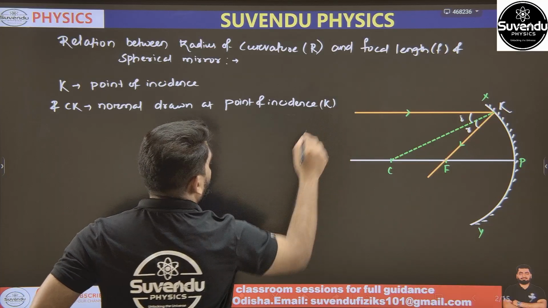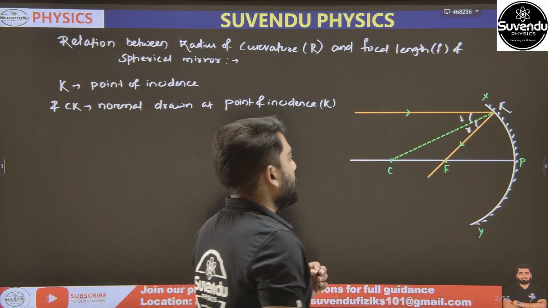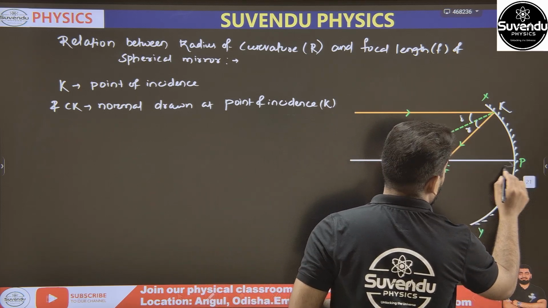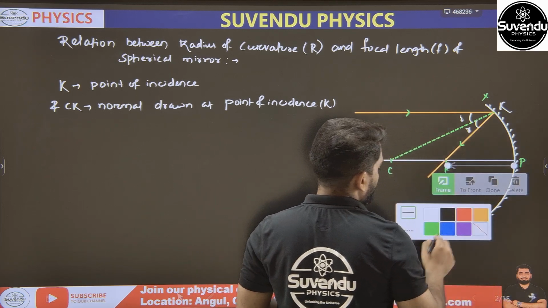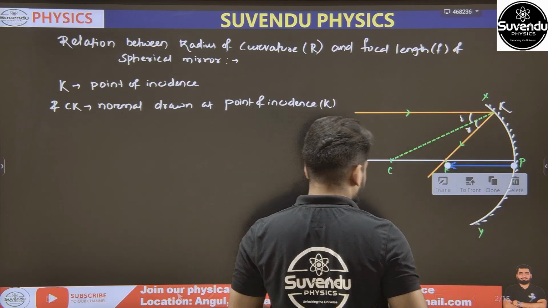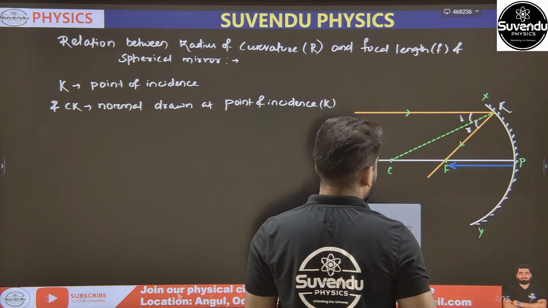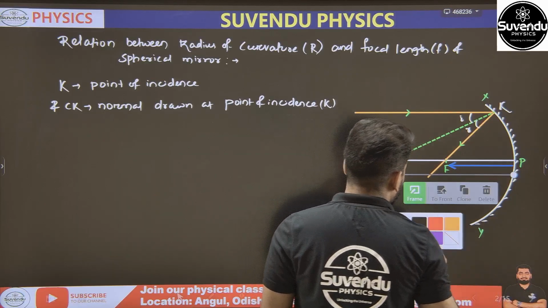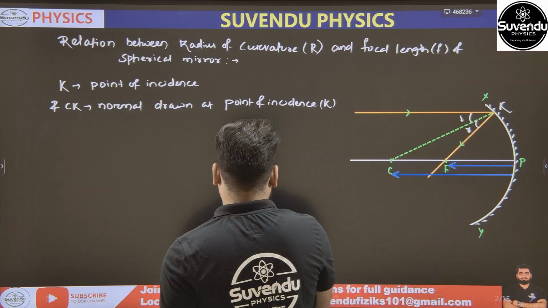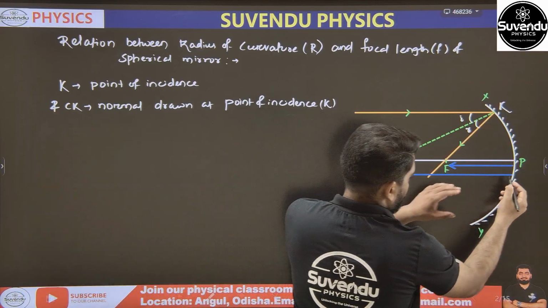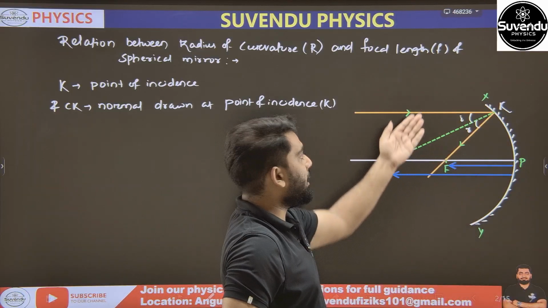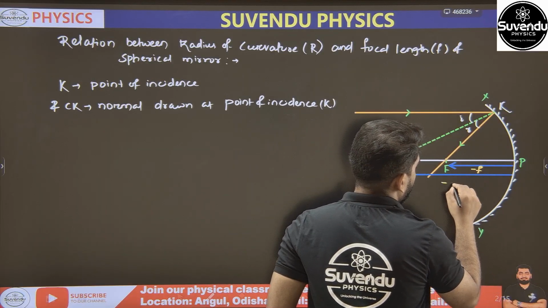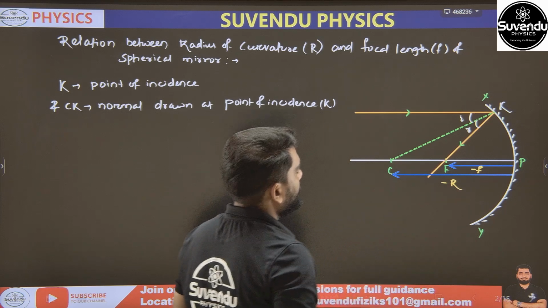And what is the focal length in the diagram? The distance of the focus from the pole of a spherical mirror. Now from the pole to focus, what will this distance be? This distance is our focal length, and from pole to center of curvature, what will this distance be? This is our radius of curvature. As these distances are measured from the pole opposite to the direction of the incident ray, we can mark it as minus f, and this is minus r. I think it is clear.